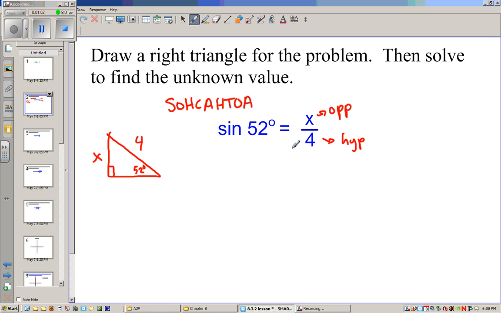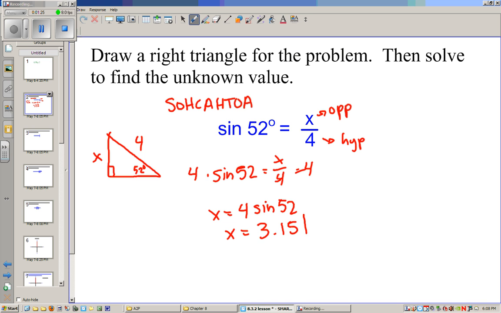And to solve for the unknown value, we should multiply both sides by 4. So sine of 52 equals x over 4. We need to multiply by 4 to both sides. These 4s are going to cancel. We have x equals 4 times the sine of 52. We can punch that into our calculators, and we should get x equals 3.15. So again, very similar to what we did yesterday, just drawing our triangles first before we end up solving.